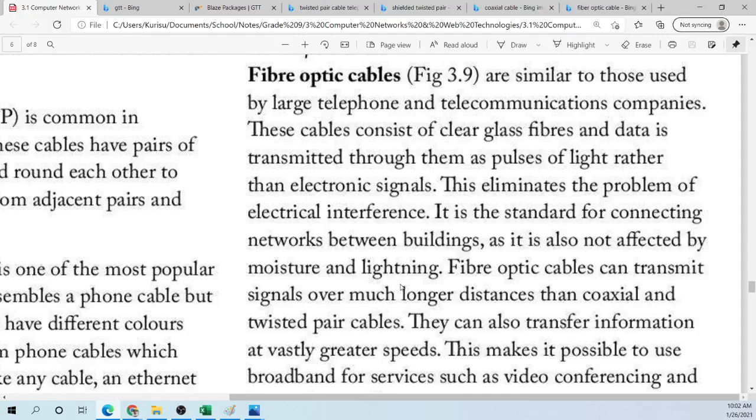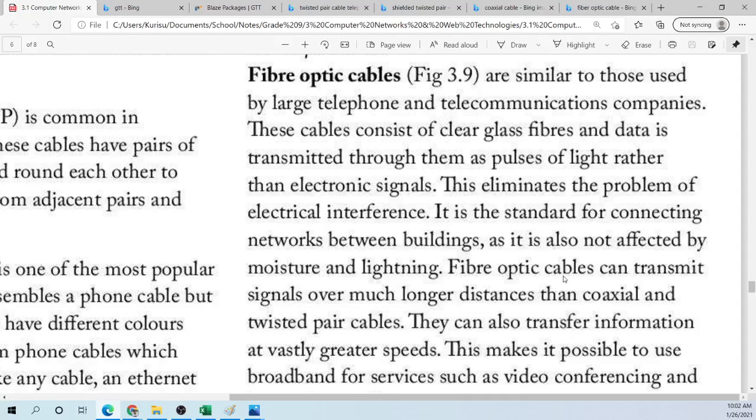It's not susceptible, or it's not affected so much by electronic signals or interference. Now, it's the standard for connecting networks between buildings, not affected by moisture and lightning. So that's another advantage there again over the twisted pair and the coaxial. It's not affected by moisture and lightning because once again it is not electrical, it's just light.